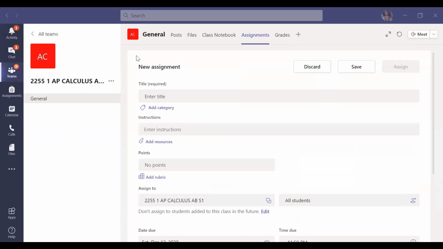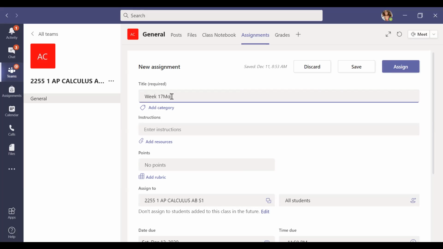So this is week 17, Monday, and today we are going to talk about linear approximation and L'Hopital's rule. Let me copy that over to MS Team. So week 17, Monday, Calc AB semester 1, linear approximation and L'Hopital's rule. Okay, that's as far as it will let me go.